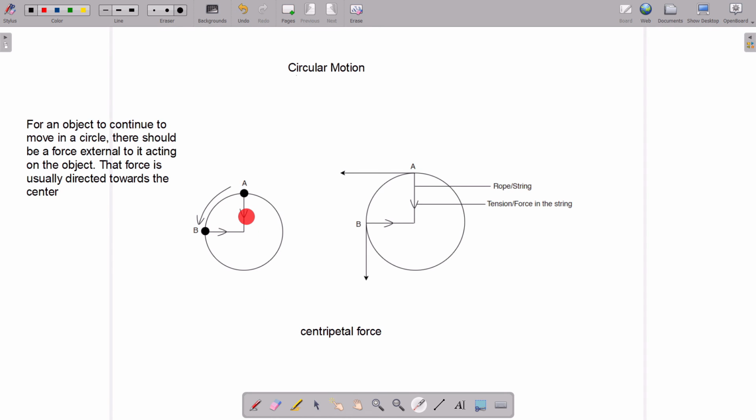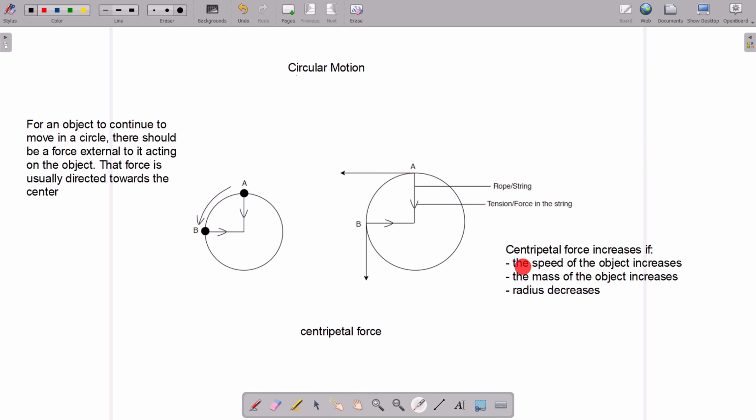Centripetal force depends on a number of factors. It depends on the speed at which the object is moving, the radius of the object from the center, and the mass of the object. Centripetal force increases if, 1. the speed of the object increases, 2. the mass of the object increases, and 3. the radius decreases. There is actually an equation or a relation that ties these things together. But that's beyond the scope of the syllabus, so we are not going to dive into it.